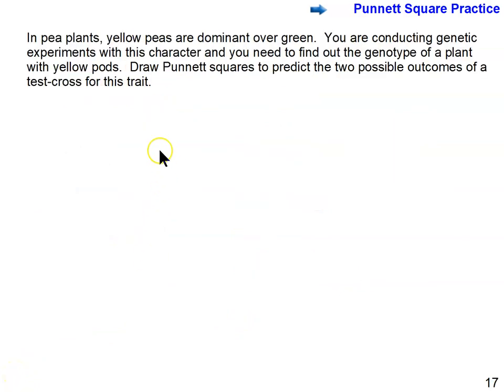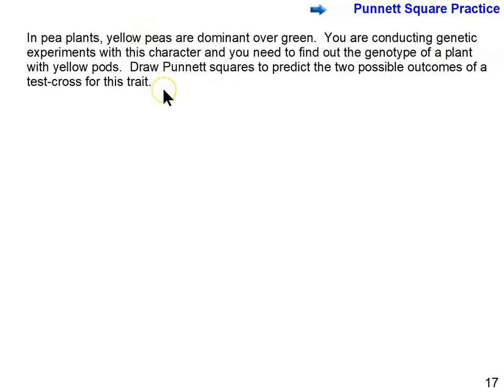All right, this one's a little different. And what this has to do with is what's known as a test cross. A test cross is a way of finding out the genotype of an individual that has the dominant phenotype, but you don't know what the genotype is. So you've got an individual that has the dominant phenotype. In this case, that would be yellow peas, but you don't know if it's heterozygous yellow or homozygous dominant yellow.